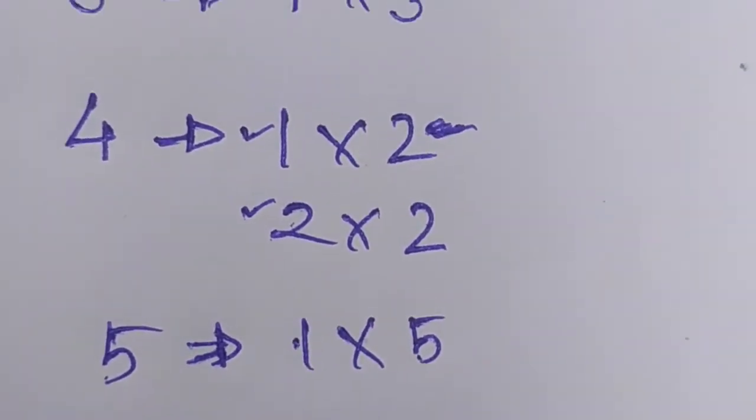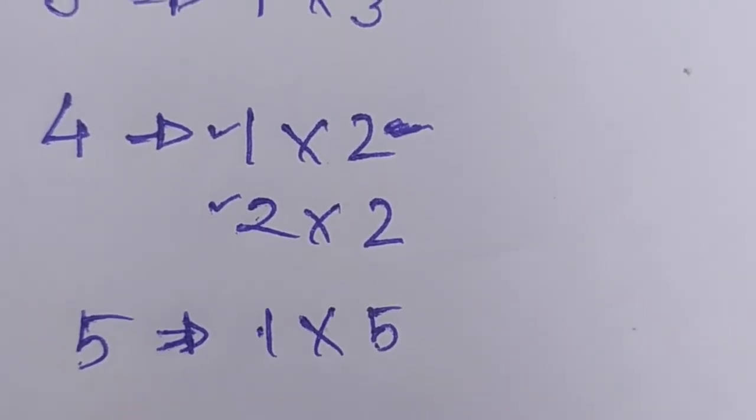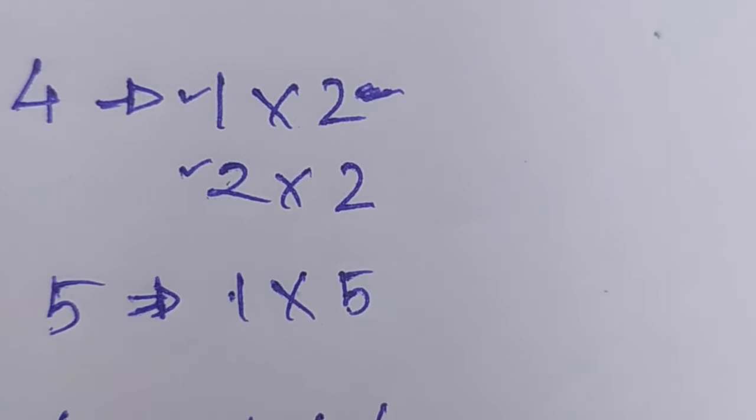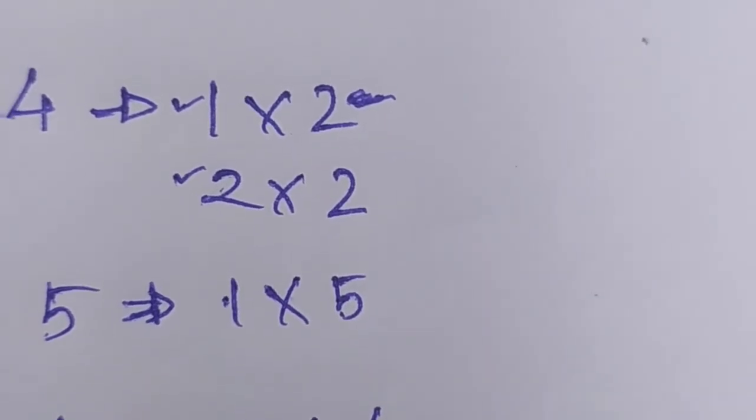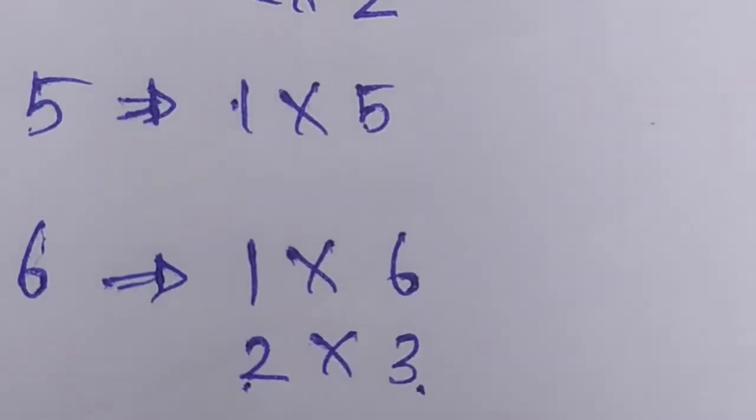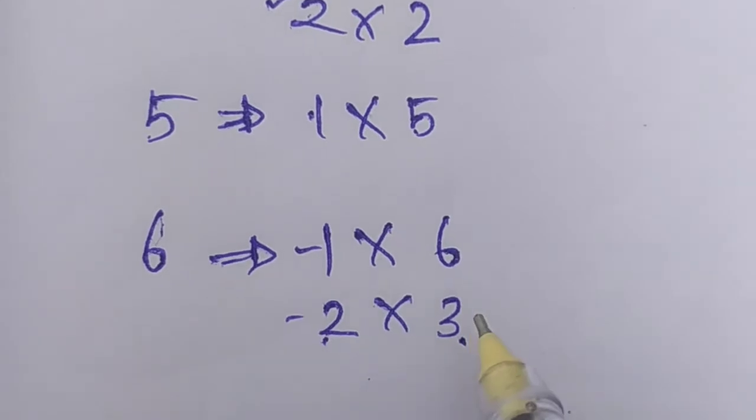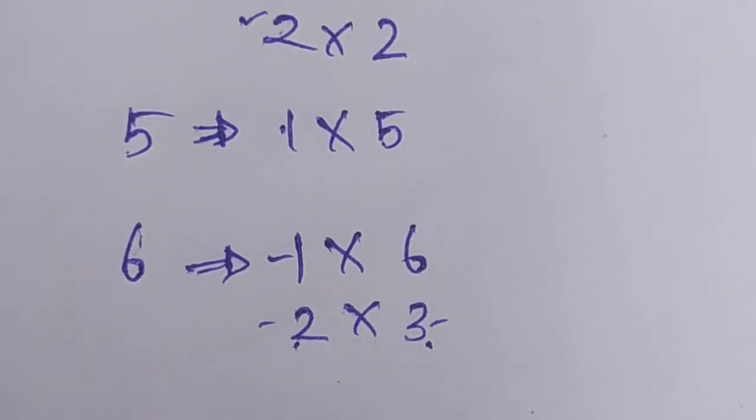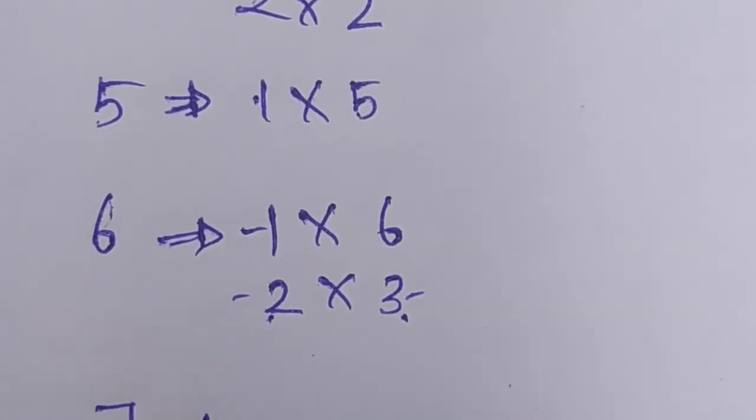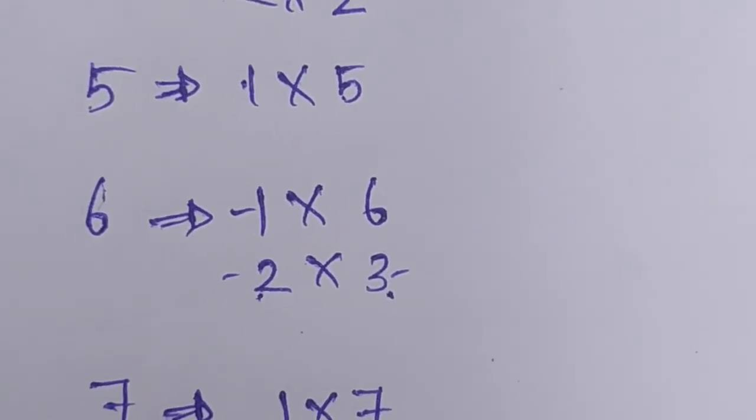Let's go to 6. So 1 into 6, and we have 2 into 3, then 3 into 2 is again 6, and 4 will not go. So the factors here are 1, 2, 3 and 6. Now look at 7. 1 into 7, that is all. We don't have any more.